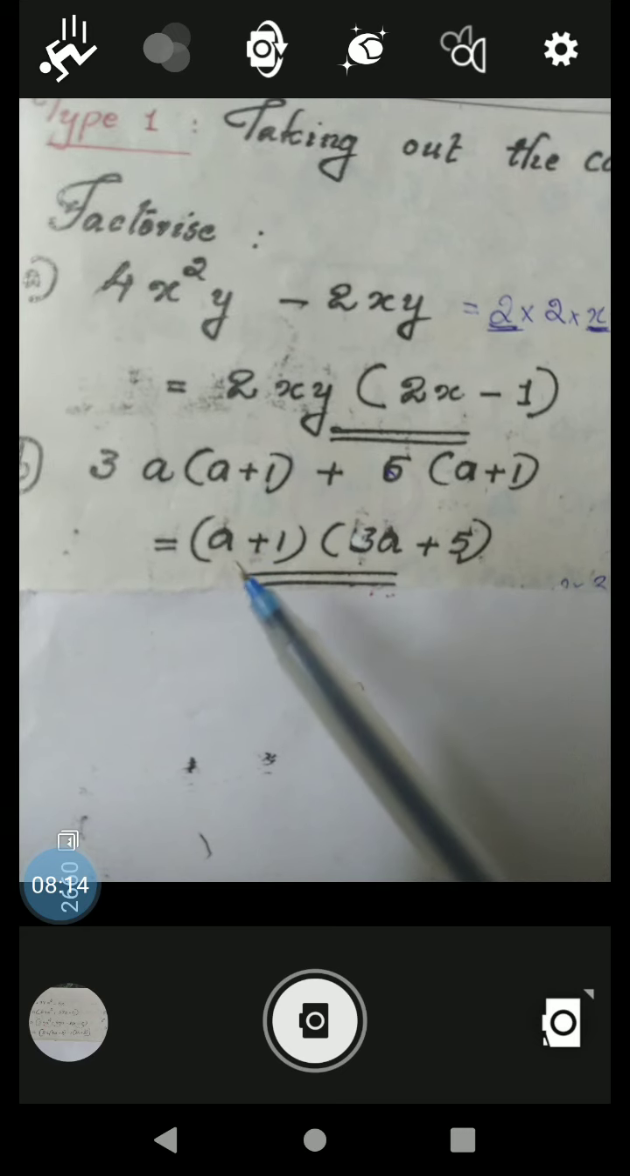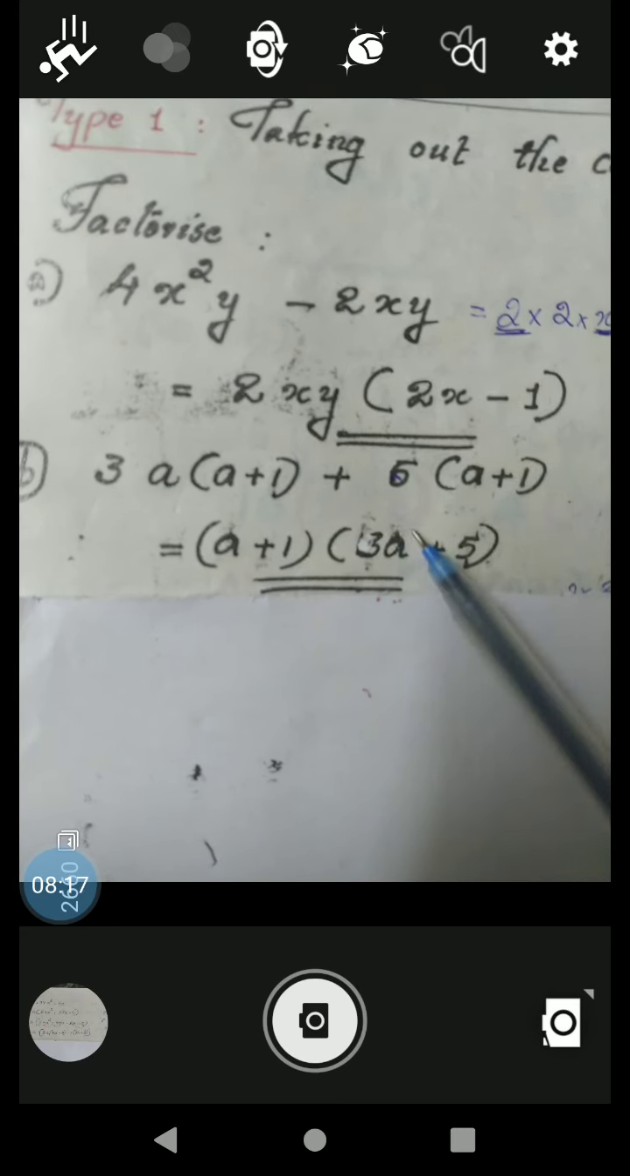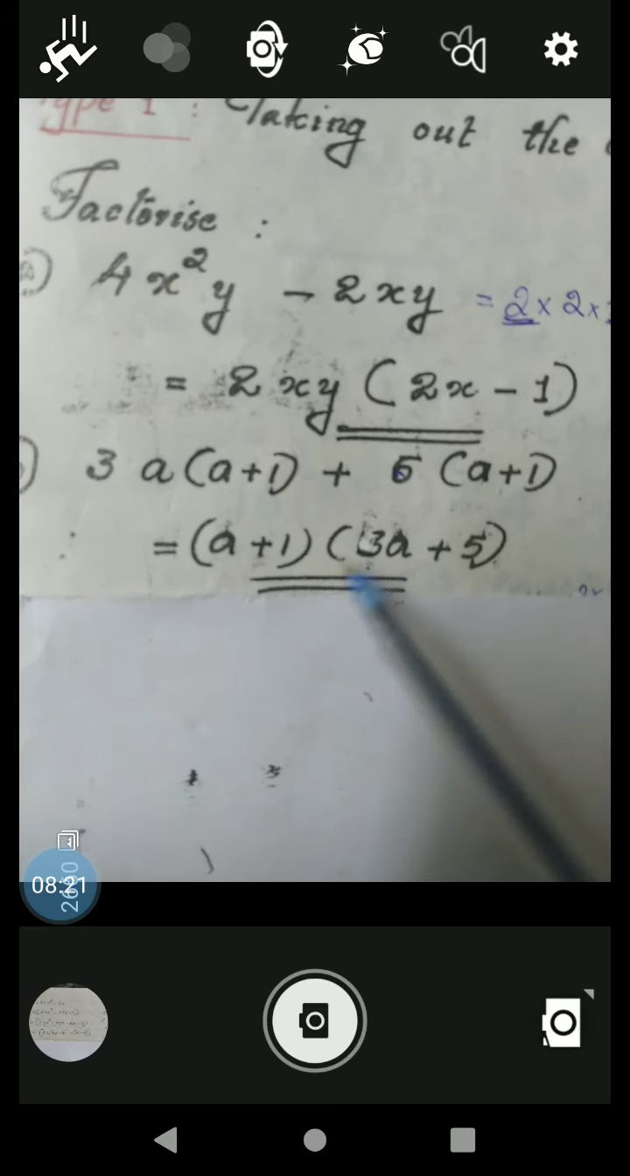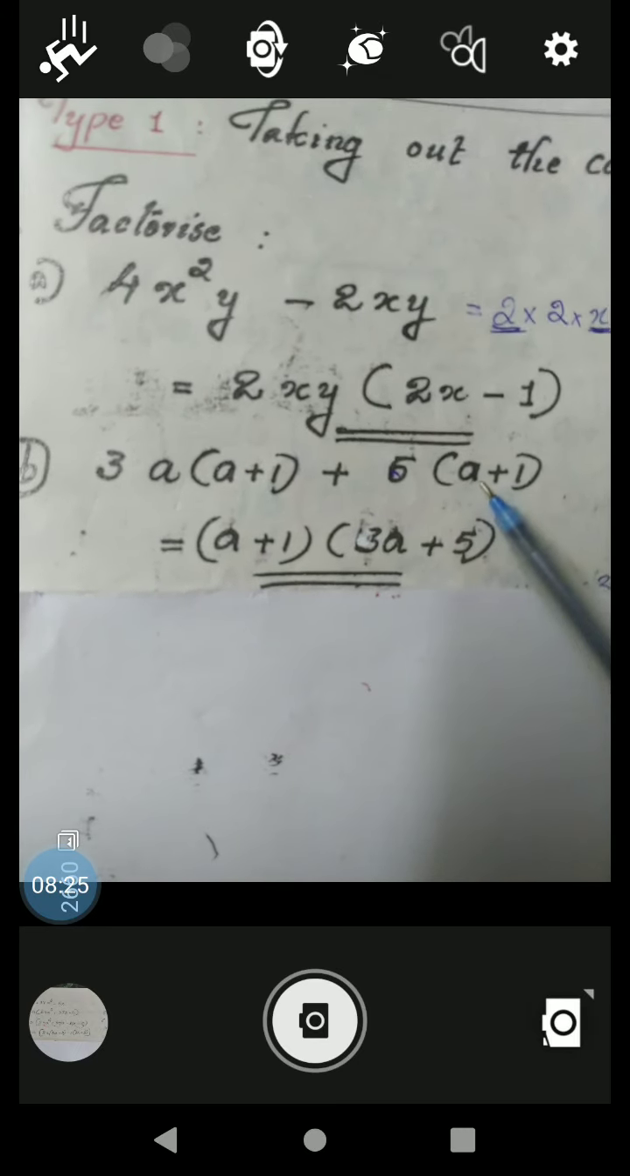So these two are the two factors. a plus 1 is a factor of this expression. At the same time, 3a plus 5 is also a factor of this expression. So we get two factors.